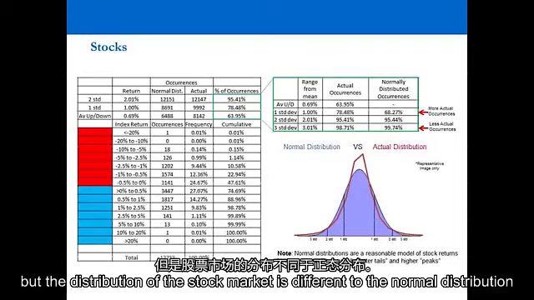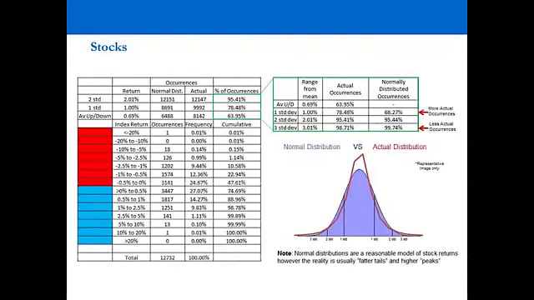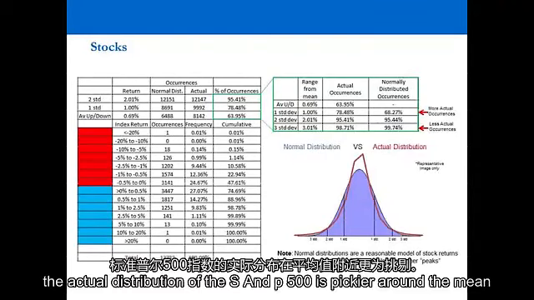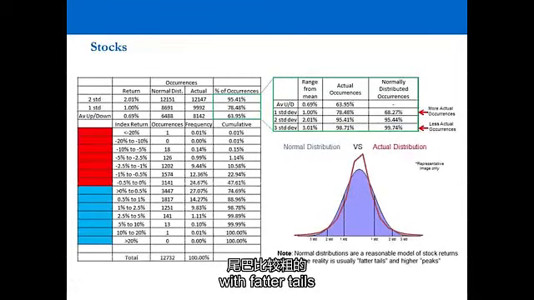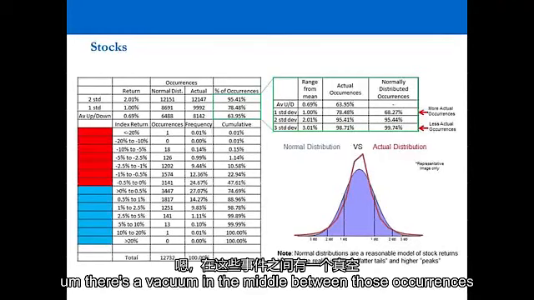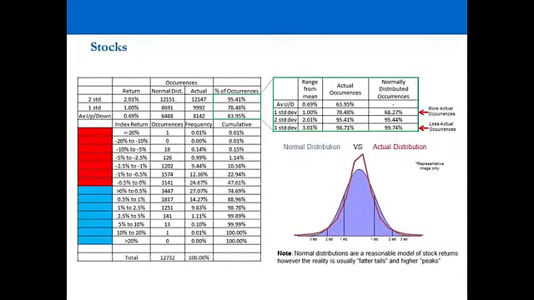But the distribution of the stock market is different to the normal distribution. It's way off. The actual distribution of the S&P 500 is peakier around the mean with fatter tails. And there's a vacuum in the middle between those occurrences. So what does that mean? What does that tell us?